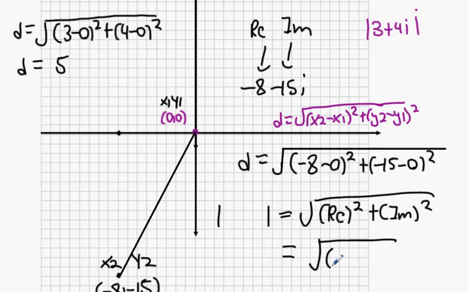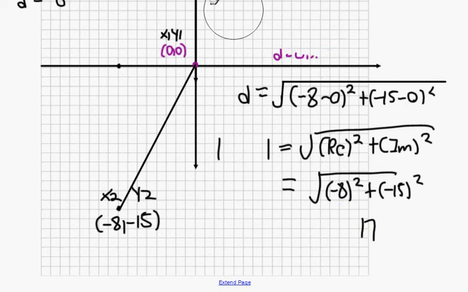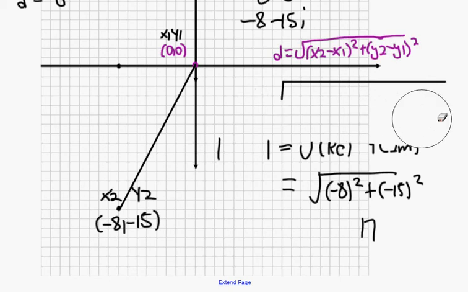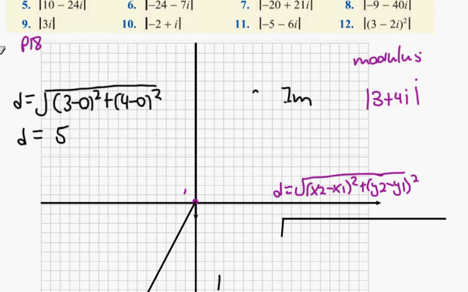Square root of 8 squared plus minus 15 squared. I didn't have to draw it out. I understood that it's the length, and then you just put it straight into the calculator and you get 17. On questions later in the exercise, so I'll talk about questions up here.